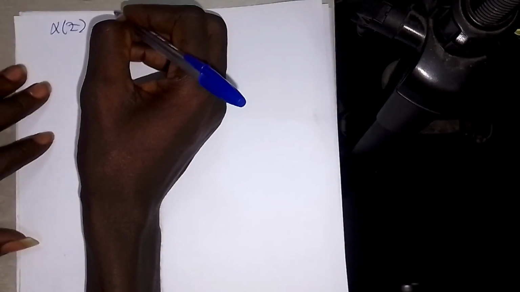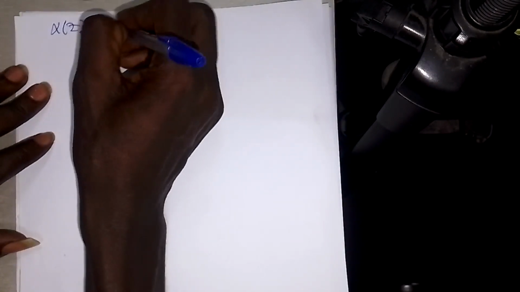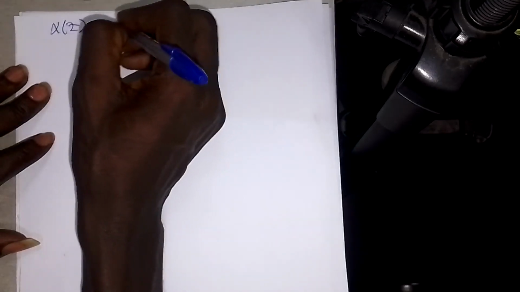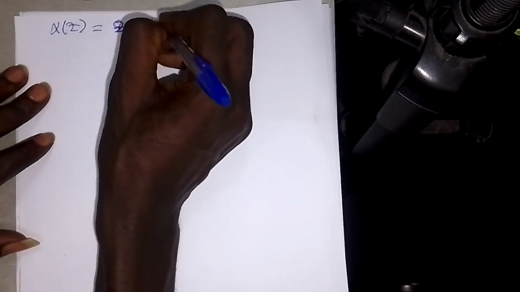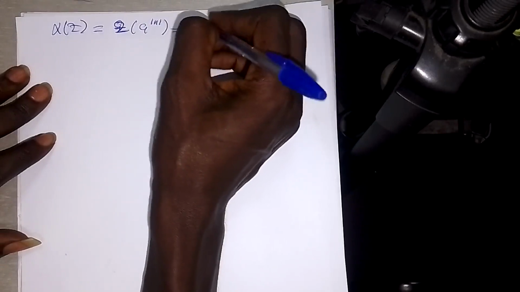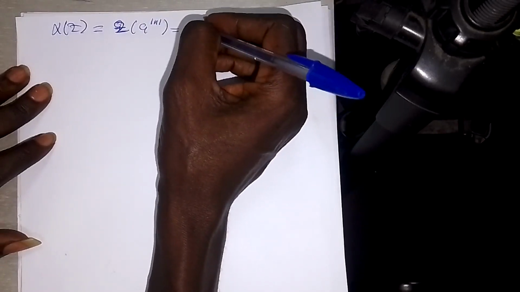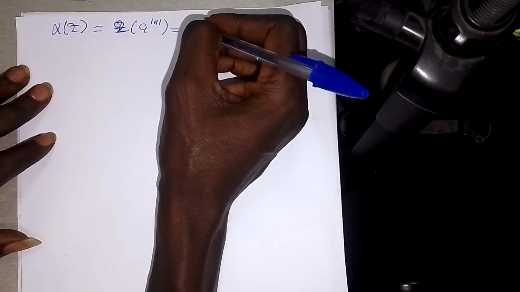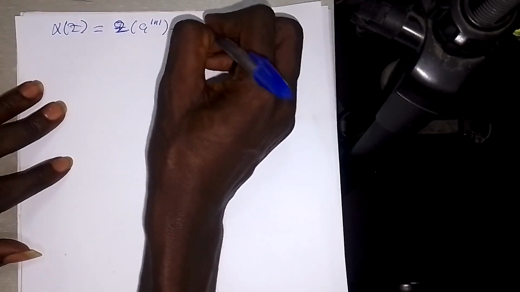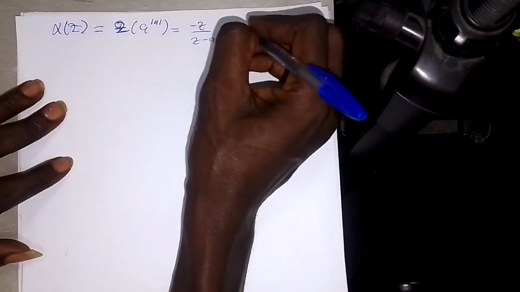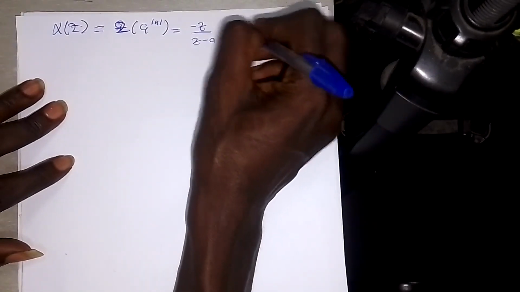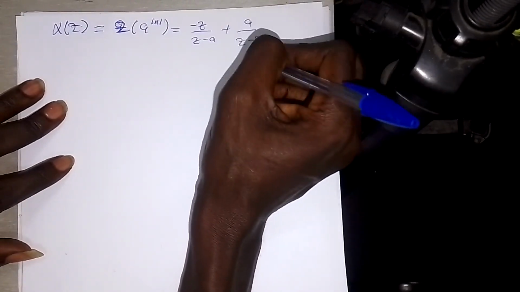Combining my two solutions, I'm going to have X(z) for a^|n|, which is equal to minus z over z minus a, plus a over z minus a. So this is what I'm going to have.